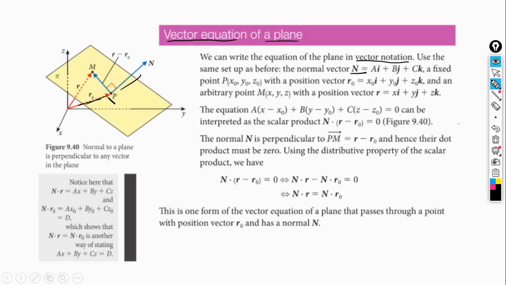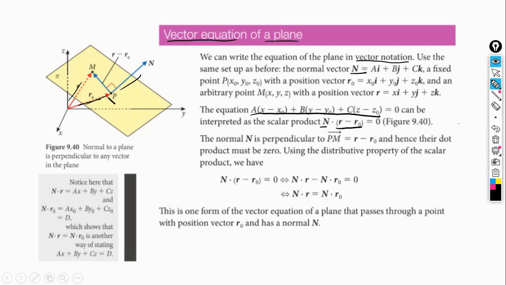And we also have an arbitrary point M with coordinates x, y, z, and with a position vector r, which we can see here. So the equation, in this case the Cartesian equation for the plane, can also be interpreted as the scalar product of n, the normal vector, times r minus r sub 0.